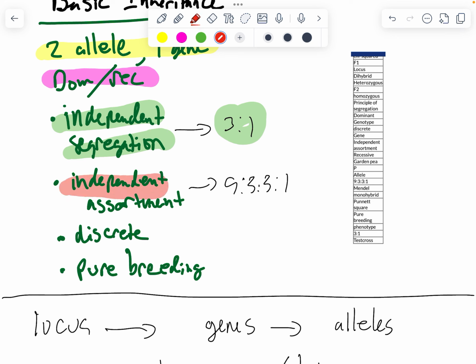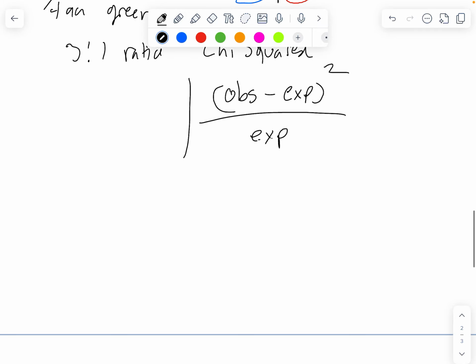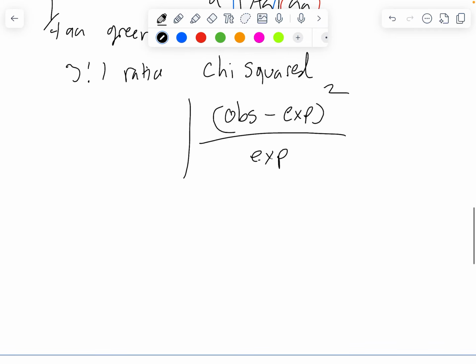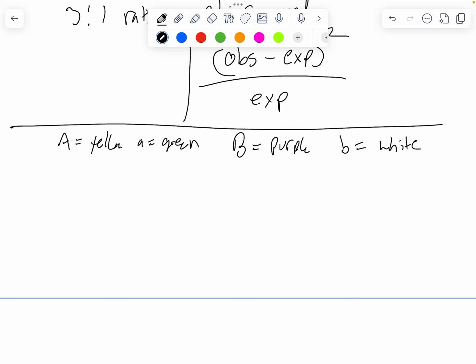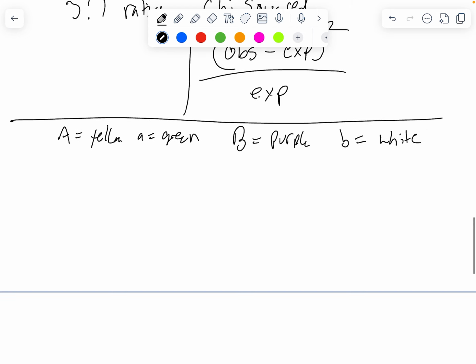And then our other law is the law of independent assortment, and that gives rise to this 9-to-3-to-3-to-1 ratio. And so like we said in Minecraft, that just means that we're looking at more than one trait. And I know for a lot of people, we'll say that A equals yellow and little a equals green, and then B equals purple, and little b equals white. So we'll do a cross, a dihybrid cross involving pea color and flower color.